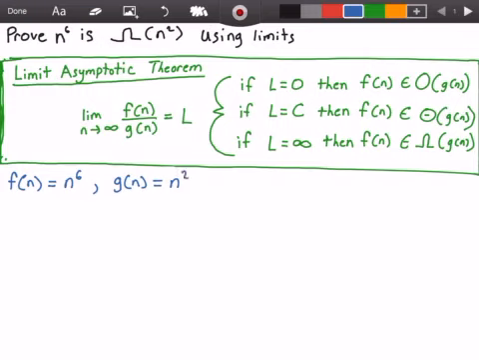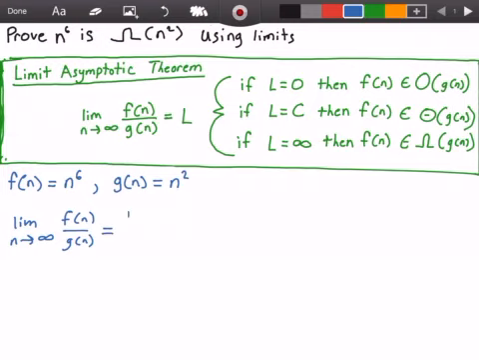All right, and now our theorem states that if we have a limit as n approaches infinity of f of n divided by g of n, we can then check the cases to see what that limit equals and determine if f of n belongs to big omega or big O or big theta of g of n. All right, so let's go ahead and find out what that limit is.